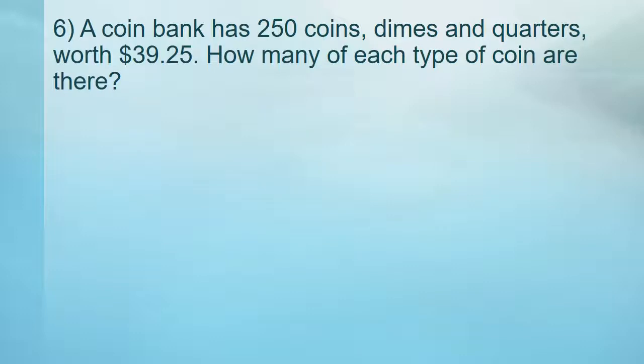Let's continue and work with number 6 next. I have a coin bank that has 250 coins, dimes, and quarters, and it is worth $39.25. How many of each type of coin are there? Notice my question says, how many of each type, which tells me my X is a type of coin. I'm going to make it the dime. And my Y is a type of coin, and I'm going to say it's the quarter.